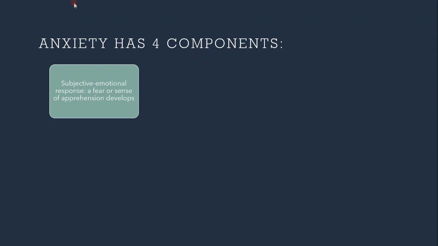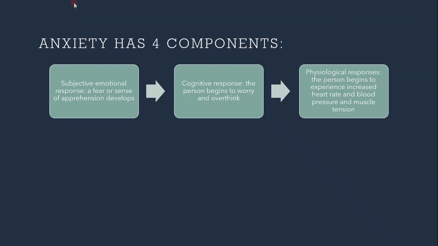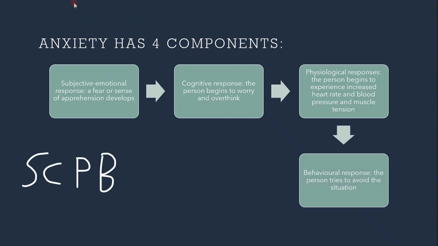A fear or sense of apprehension develops. Then there's a cognitive response. The person begins to worry and overthink. Then there's a physiological response. The person begins to experience increased heart rate and blood pressure, as well as muscle tension.